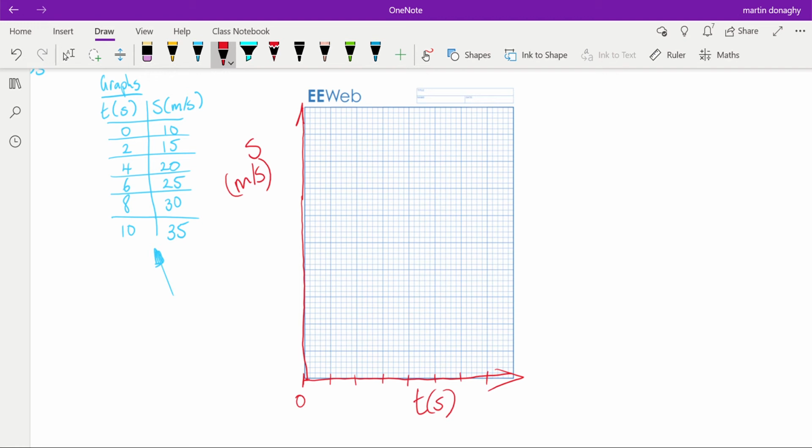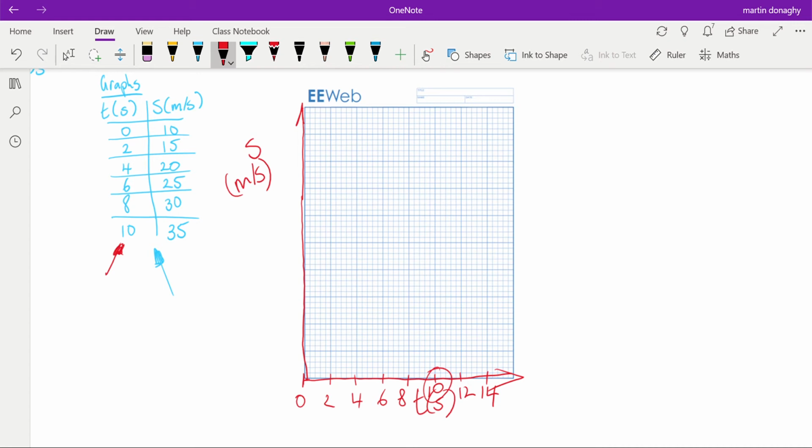So if I went 1, 2, 3, 4, 5, 6, 7, 8, that doesn't work. I'd then try 2. So if I go 2, 4, 6, 8, 10, 12, 14, that works. The key thing is that the data should take up more than half your page. And if you notice, this data is going to go up to 10. There's 10 on my graph, and it's more than halfway along the page. So I'm happy.